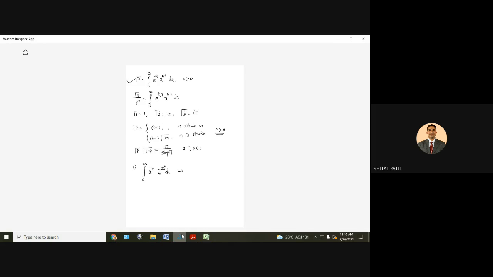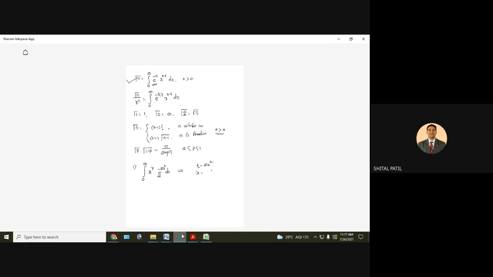Gamma n equals the integral from 0 to infinity. The given integral is also from 0 to infinity. Then we have x raised to n minus 1, and here we have x raised to 7, so we don't have any problem. But see the power of the exponential term. In the definition, we have e raised to minus x, whereas here we have e raised to minus 2x square. So we have to substitute t equal to 2x square, and then solve the example.